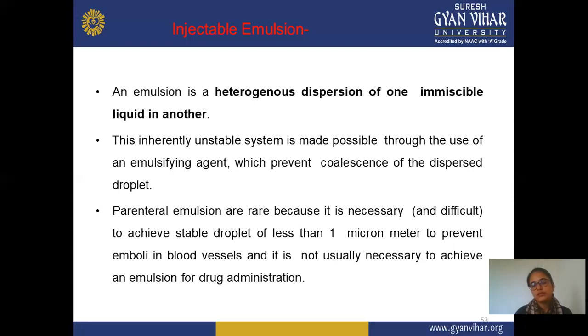So to prevent this emulsifying problem, we use an emulsifying agent, which helps to prevent coagulation as well as of the droplets or dispersion. And it has a particle size of less than 1 micron, so it is difficult to formulate, and few emulsion formulations for parenteral products are available. And if you are formulating this emulsion, then you should maintain the proper stability of your formulation.